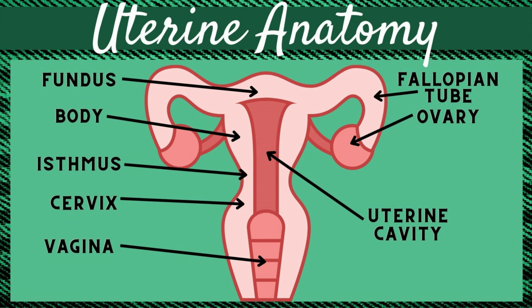You can also see in this image the uterine cavity, where the endometrial lining will be found. And also in this image are the fallopian tubes and the ovaries.